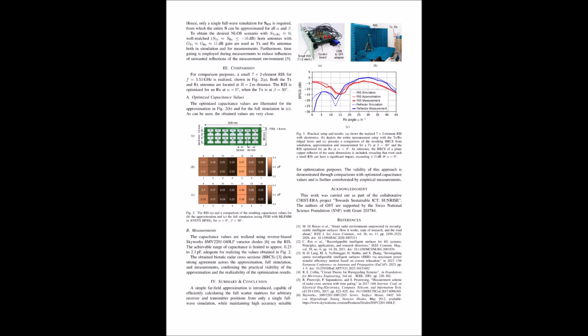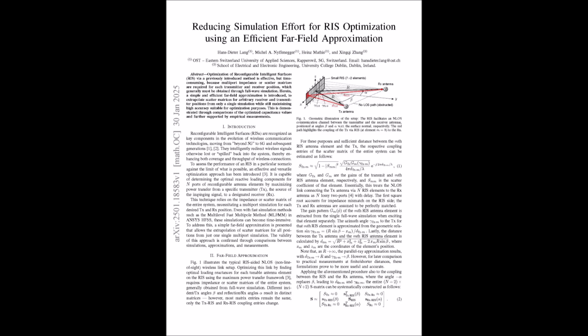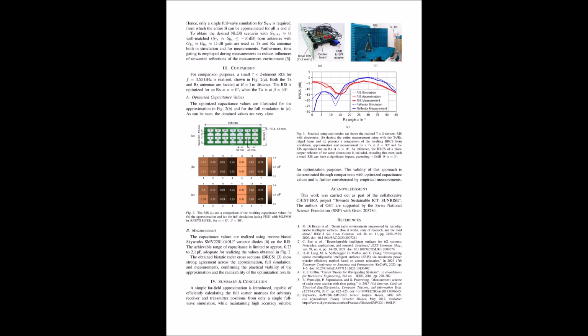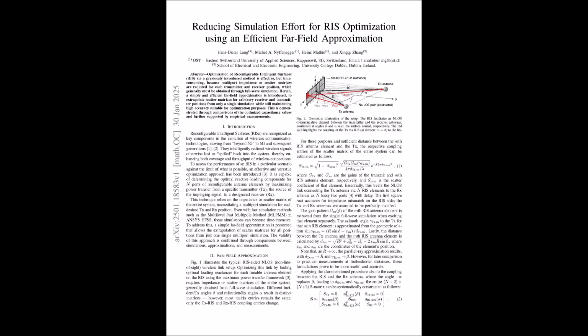Right. And you can see how they build the full S matrix in equation 2. Those other terms are for the transmitter and receiver, but we can pretty much ignore those. Okay, so the key here is they only need one simulation for the RIS alone. You got it. The rest is all thanks to that far-field magic.